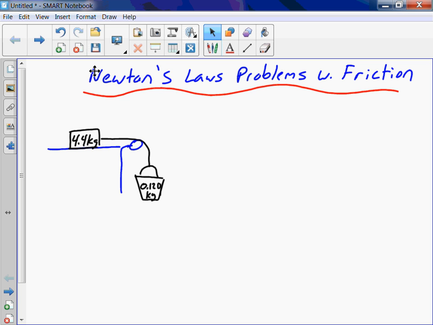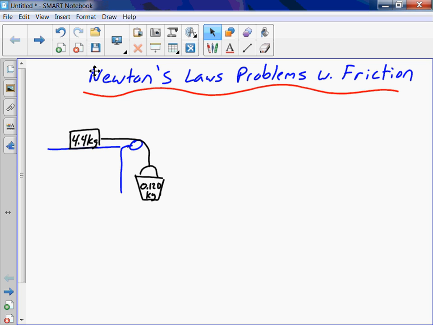Alright, so this is our scenario here that we're dealing with. A string is tied to a 4.4 kilogram block and a 120 gram hanging bucket. Students are going to add washers, they're 20 gram washers, one at a time to the bucket. The students are unaware that the coefficient of static friction for the block on the table is 0.42.